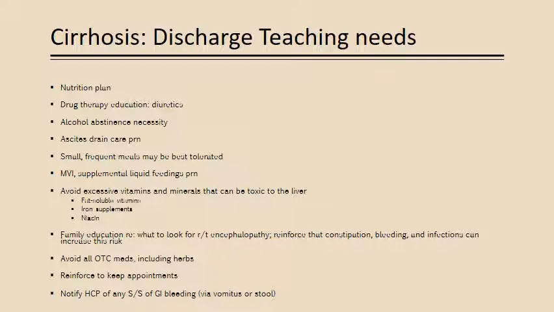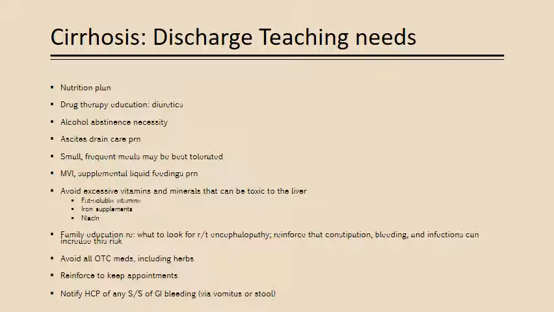They may have a drain in their abdomen to drain off ascites fluid to help reduce that pressure. And if they do go home with a drain, then they need to learn how to take care of that. Encourage them to eat small, frequent meals. Those may be tolerated the best. Supplemental liquid feedings, PRN, such as Ensure, may be necessary to help keep their nutritional status up if they can't eat much. They need to avoid excessive vitamins and minerals because they can become toxic to the liver, and specifically those fat-soluble vitamins, the iron supplements, and niacin must be very, very minimal, if at all.